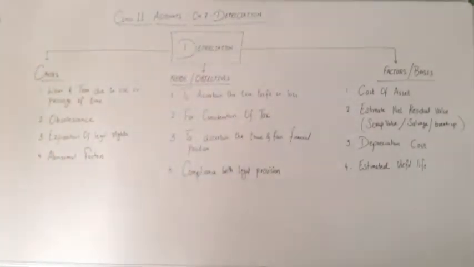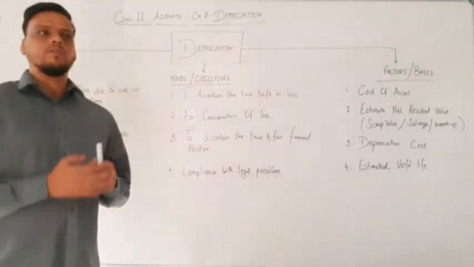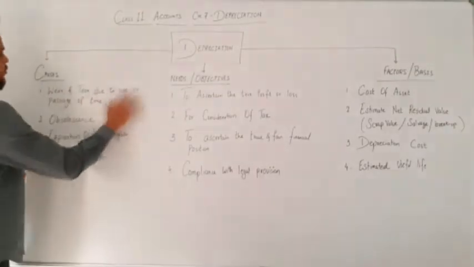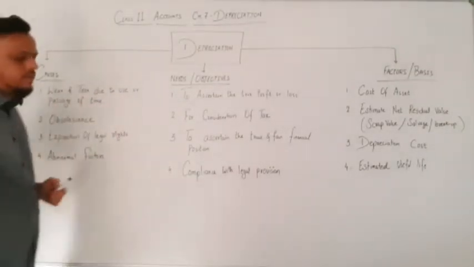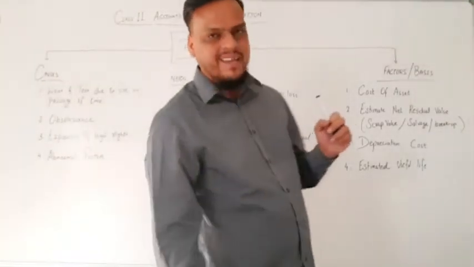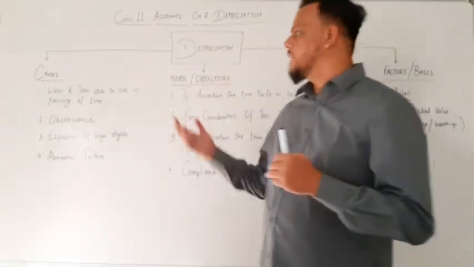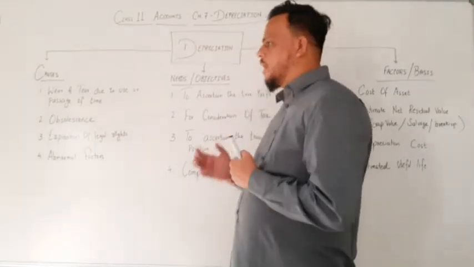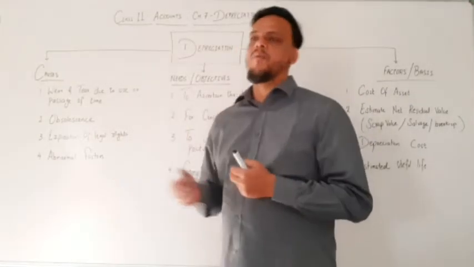So we will discuss the first point, causes. What are the causes of depreciation? First is wear and tear due to use or passage of time. Here it has been said wear and tear. Wear and tear means you use that particular product and you become more and more familiar with that product.